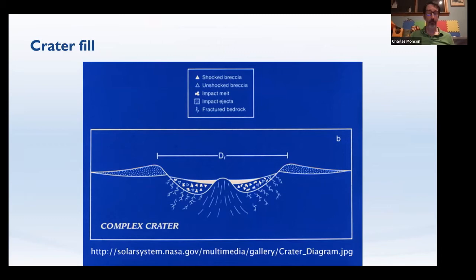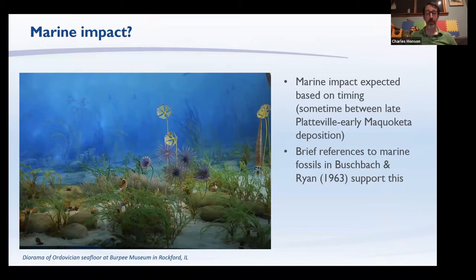One of the other things we did in this project is characterize crater fill. So this happened in the Ordovician. We know that just based on its basic placement in the sedimentary column. And based on about when we think it happened, we would have expected it to be a marine impact. We would have expected Illinois to be underwater at that time in a shallow tropical sea, with the seafloor looking kind of like this Ordovician seafloor diorama from the Burpee Museum in Rockford, you know, crinoids, little nautiloids, the whole nine yards. And there were very brief references in that 1963 paper to marine fossils being found in the upper part of the structure, which would seem to support that.